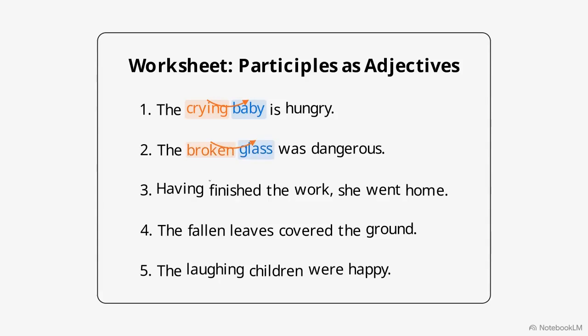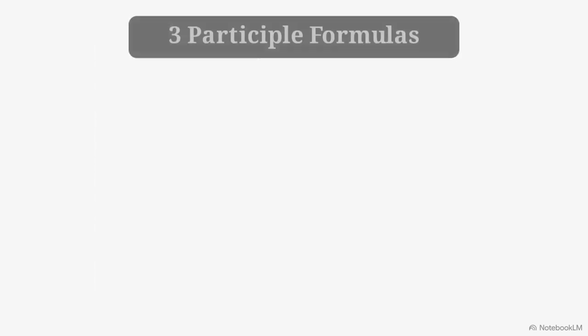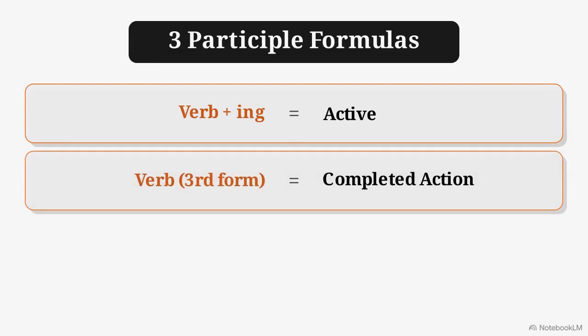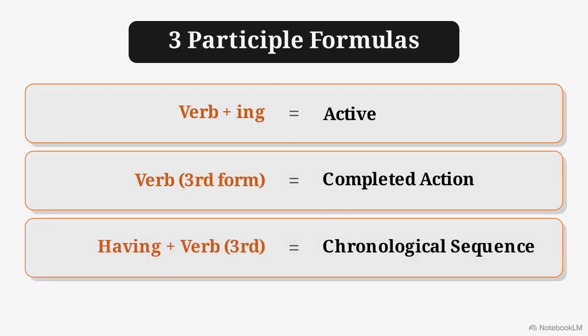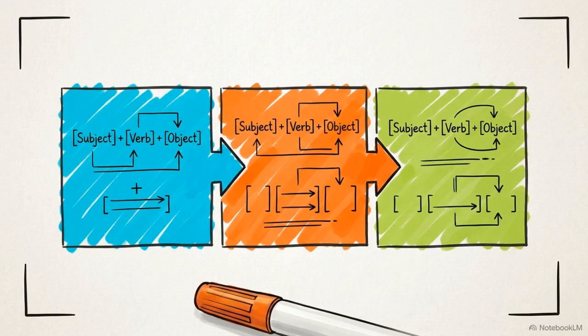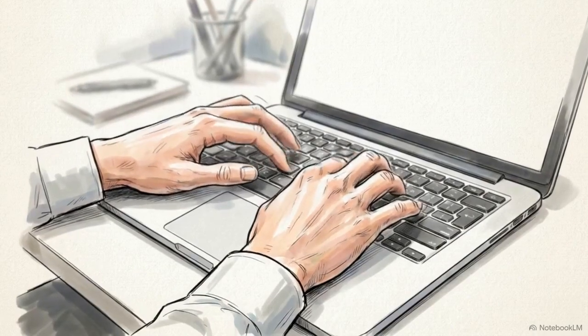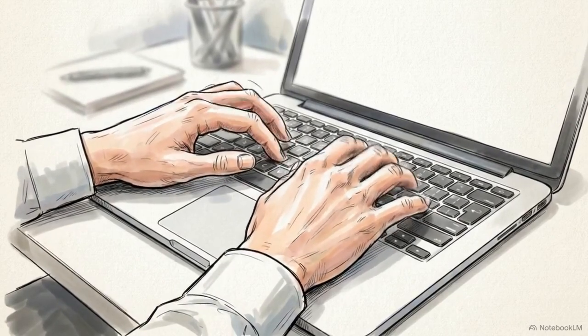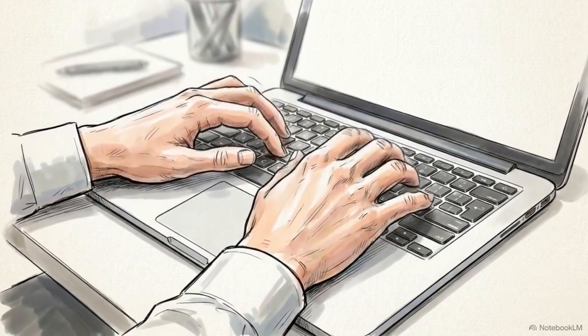Here is our fully completed 5-question worksheet, proving out the mechanics we set out to learn. You now have 3 reliable formulas. Use verb plus ing for active descriptions, the third form of the verb for completed actions, and having plus the third form of the verb for strict chronological sequences. Go ahead and screenshot this frame. Keep it as a permanent cheat sheet for your next exam or writing project. You now have the exact tools required to turn any basic verb into a descriptive asset, keeping your sentences tight, clear, and impactful.